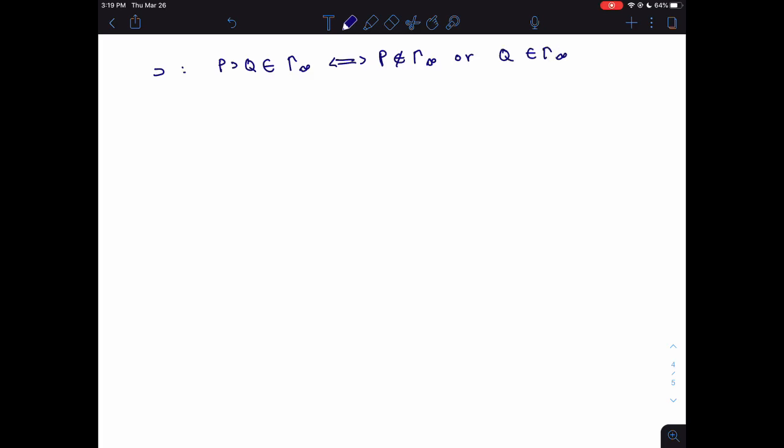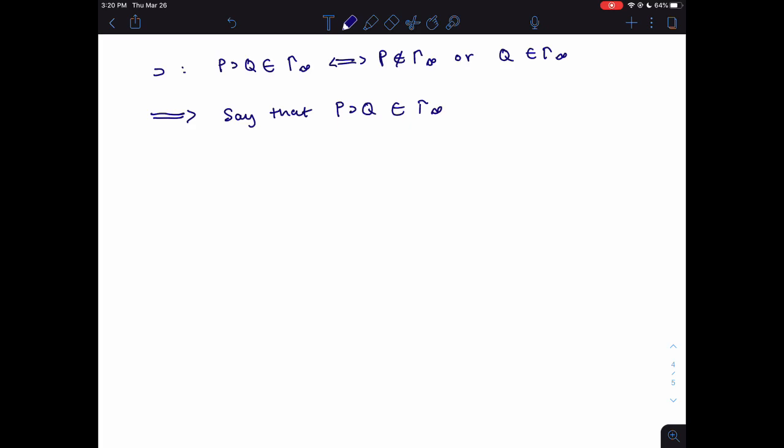All right, so again, this is a biconditional. Let's do the direction going to the right first. That means we're taking this and assuming it, and then we're trying to get there. All right, so let's assume that if P then Q is a member of gamma infinity. All right, and then we want to prove that it's either going to be the case that P is not a member of gamma infinity or that Q is a member of gamma infinity.